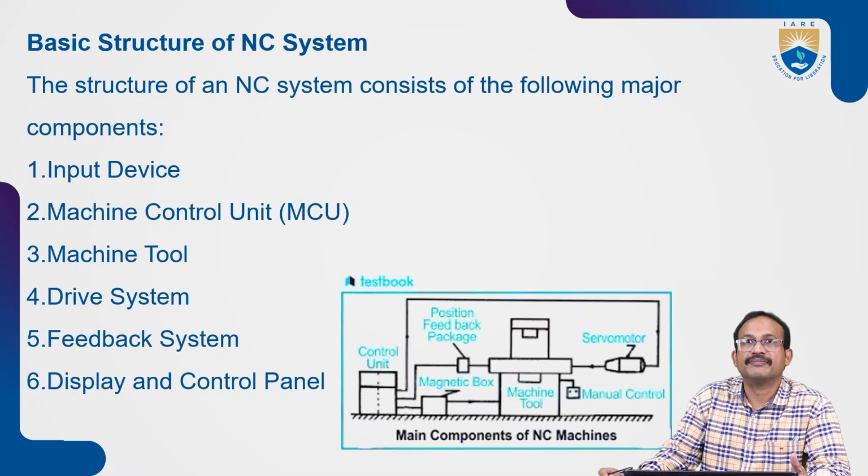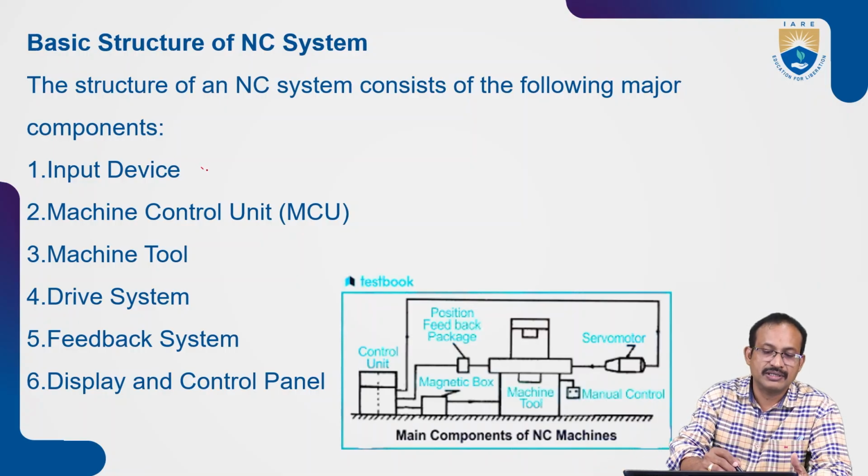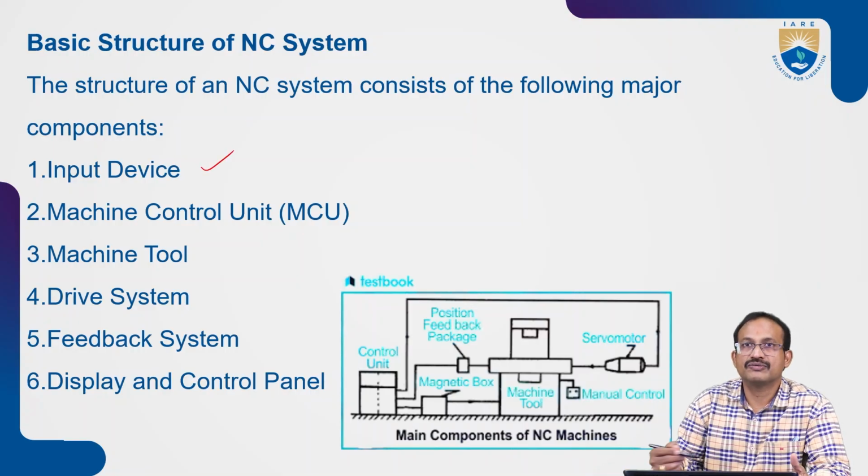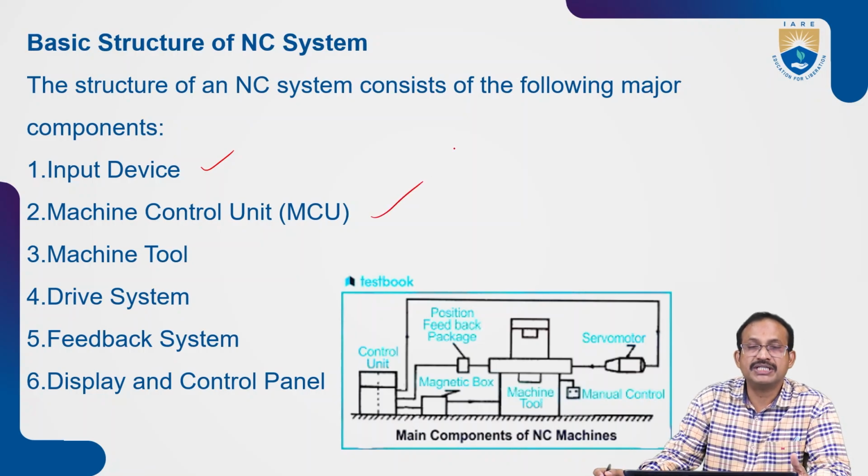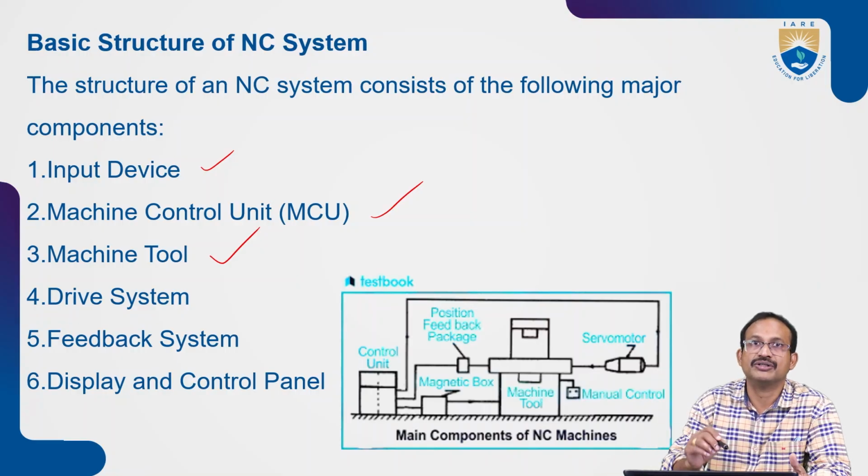Basic structure of NC system. Let us see this diagram here. This represents the basic structure of NC system. The structure of NC system consists of the following major components: input devices. Usually we have to feed the program through input devices. Second, machine control unit, MCU. In order to control the entire machine motions, there will be a unit called machine control unit. Next, machine tool. The real work is performed on the machine tool. And drive system, which supports the machine tool for the various motions and movements.